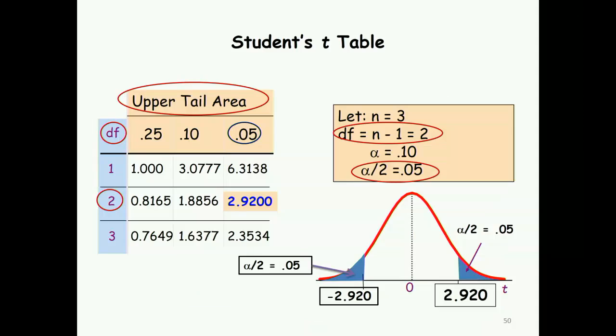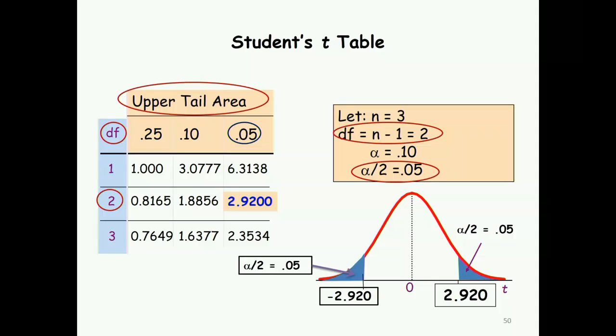Okay, so how do we find it? The table in your textbook only gives you the positive value. You remember the Z value gives us minus 1.96 and plus 1.96, but the T table only gives us the positive value. So once you find the positive value, you put the negative value yourself. The table doesn't give you negative values.